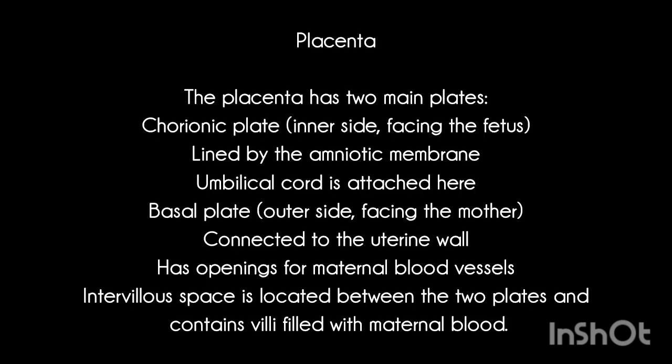Structures. Placenta. The placenta has two main plates. Chorionic plate, inner side, facing the fetus. Lined by the amniotic membrane. Umbilical cord is attached here. Basal plate, outer side, facing the mother. Connected to the uterine wall. Has openings for maternal blood vessels. Intervillous space is located between the two plates and contains villi filled with maternal blood.